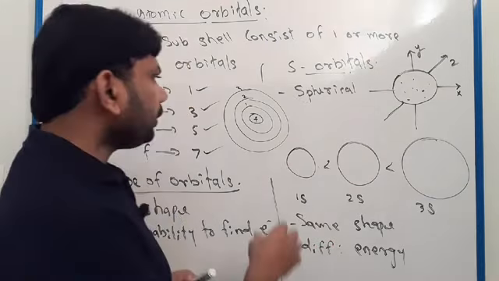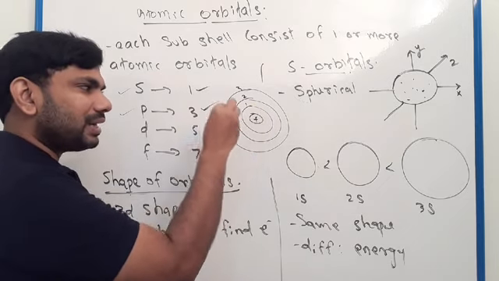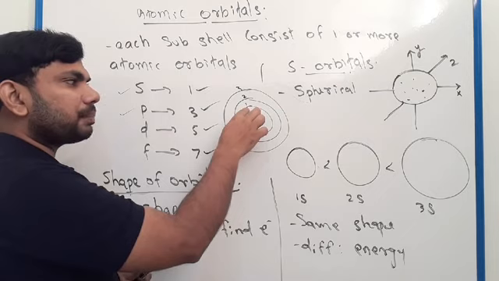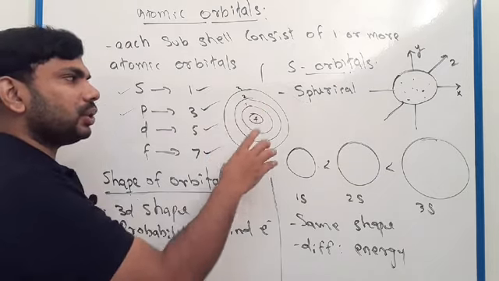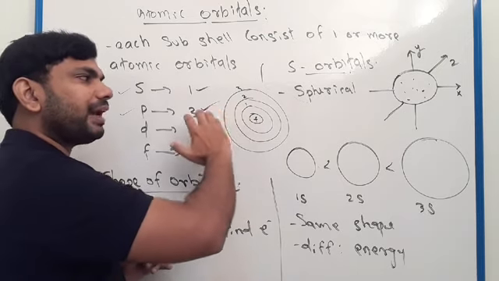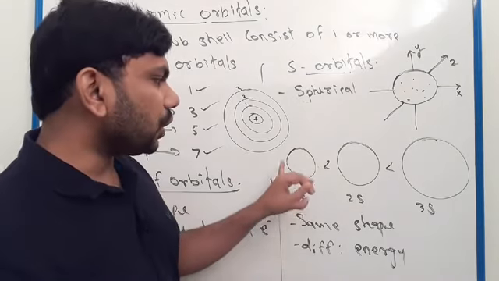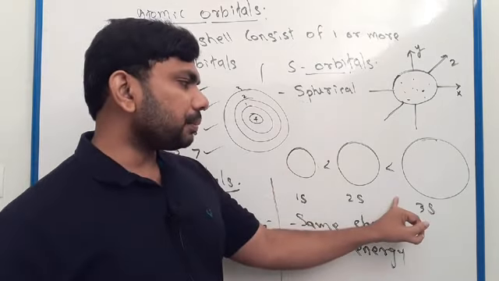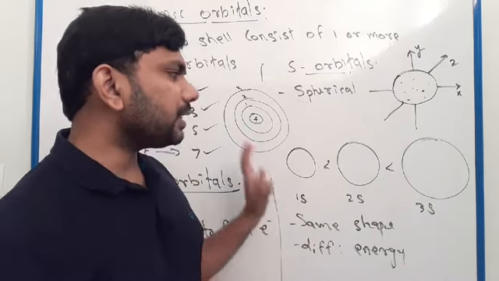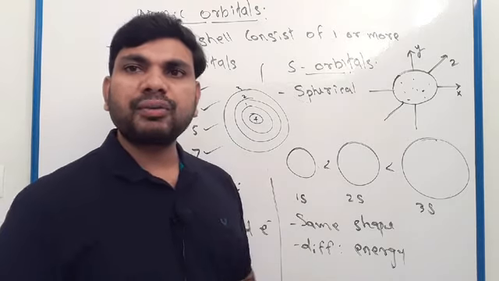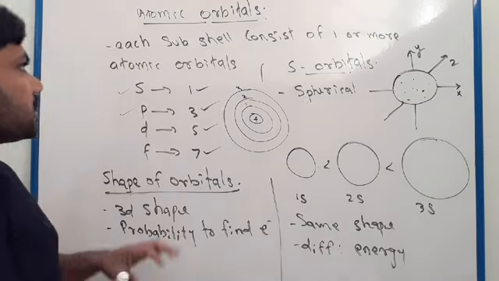We know an energy level that is close to the nucleus has less energy. So the 1s orbital has less energy than 2s, which is less than 3s. As the energy level goes away from the nucleus, its energy increases. So this is the order of energy: 3s has higher energy than 2s, higher than 1s, but they have the same shape. All of them are spherical. Clear?